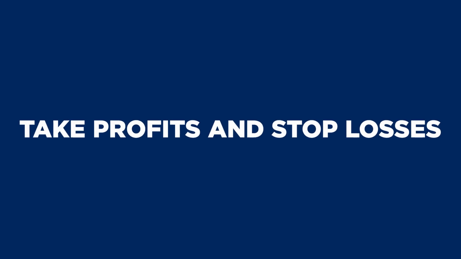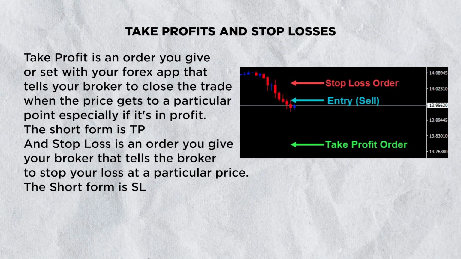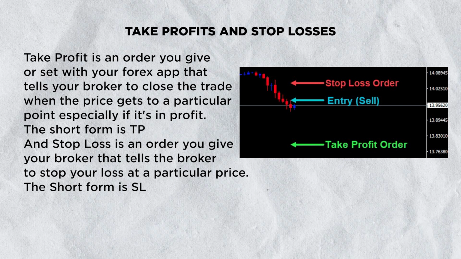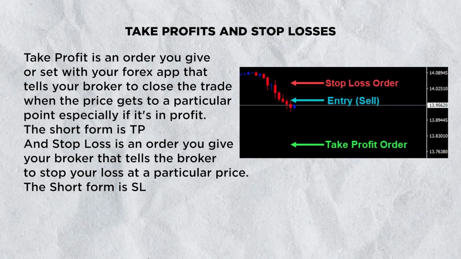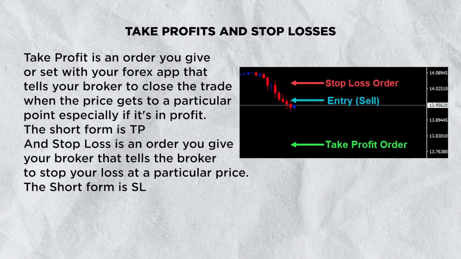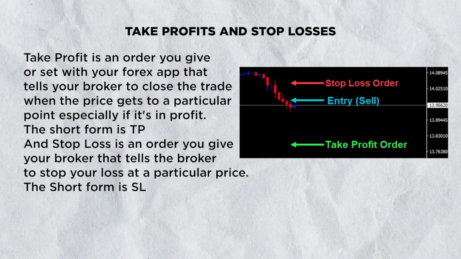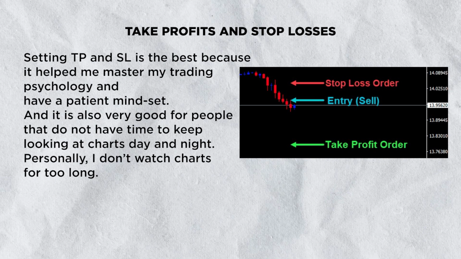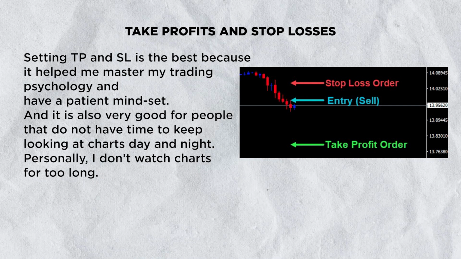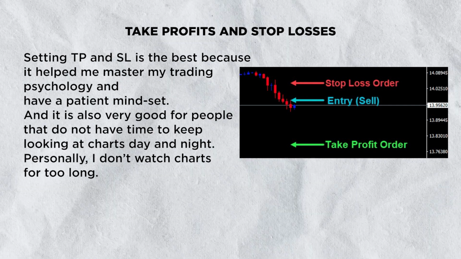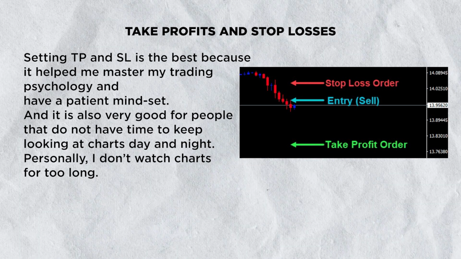Take profits and stop losses. Take profit is an order you give or set with your Forex app that tells your broker to close the trade when the price gets to a particular point, especially if it's in profit. The short form is TP, and stop loss is an order you give your broker that tells the broker to stop your loss at a particular price. The short form is SL. Setting TP and SL is the best because it helped me master my trading psychology and have a patient mindset. And it is also very good for people that do not have time to keep looking at charts day and night. Personally, I don't watch charts for too long.